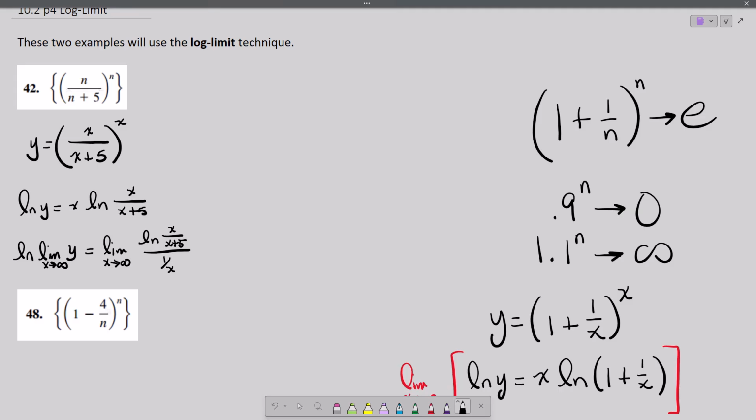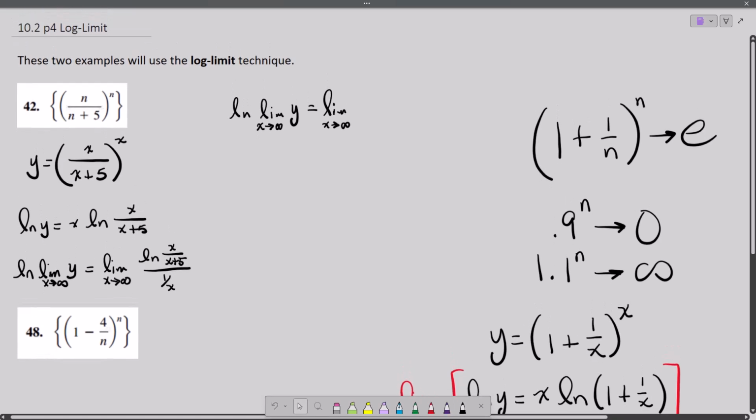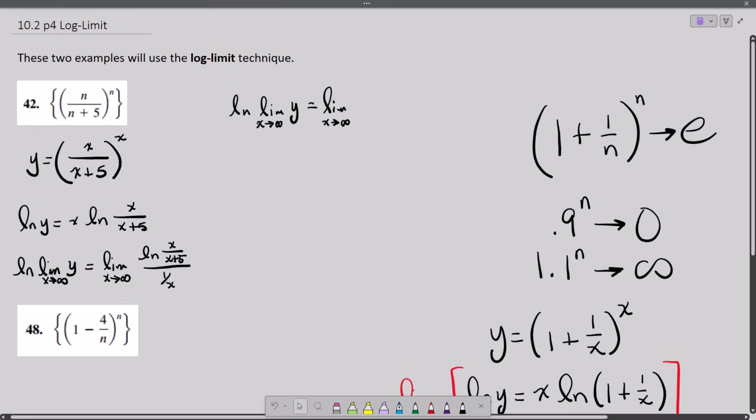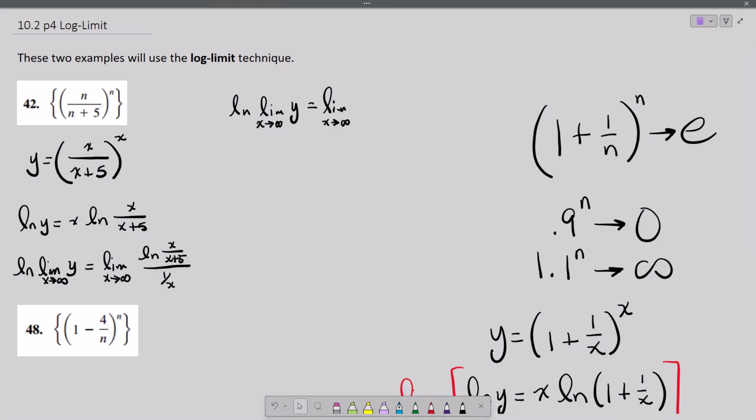So numerator goes to 0, denominator goes to 0, so we can use L'Hopital's rule. So on the left, we have natural log of limit of y. And on the right, we can now use the L'Hopital rule. So L'Hopital says f over g, now form f prime over g prime. Form the quotient of derivatives.